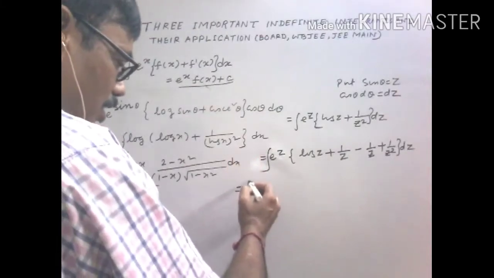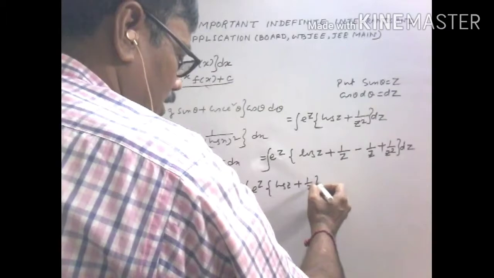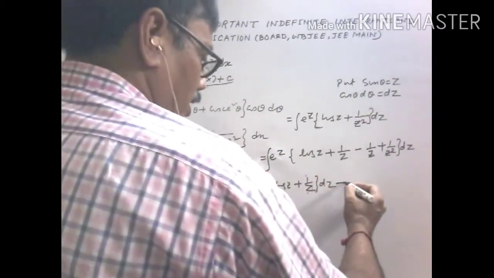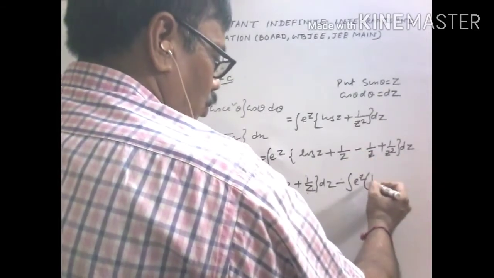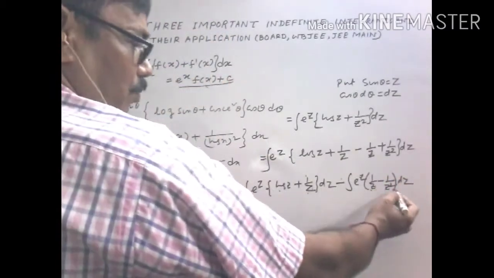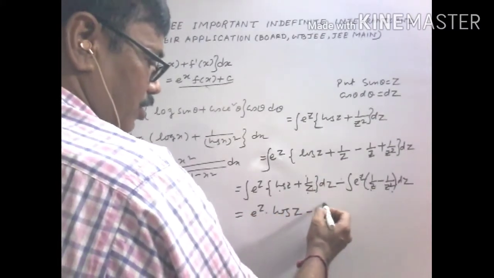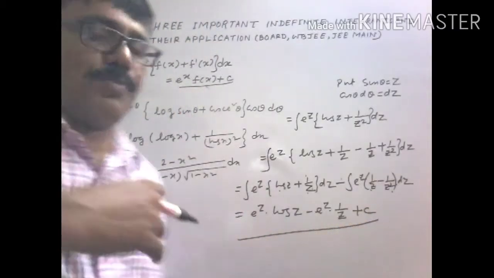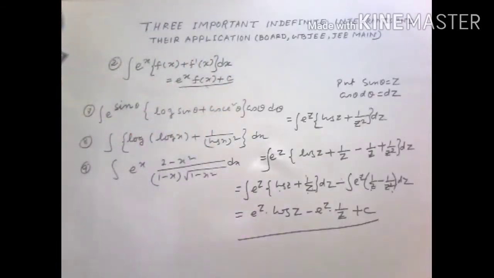Now look, this is log z plus 1 by z, standard form. Log z, derivative of log z is 1 by z. Then in the integration, if we take minus common, 1 by z minus 1 by z square dz. So the derivative of this is e to the power z into log z, and this is e to the power z into 1 by z. So putting the value of z, we get the primitive, that is the solution.